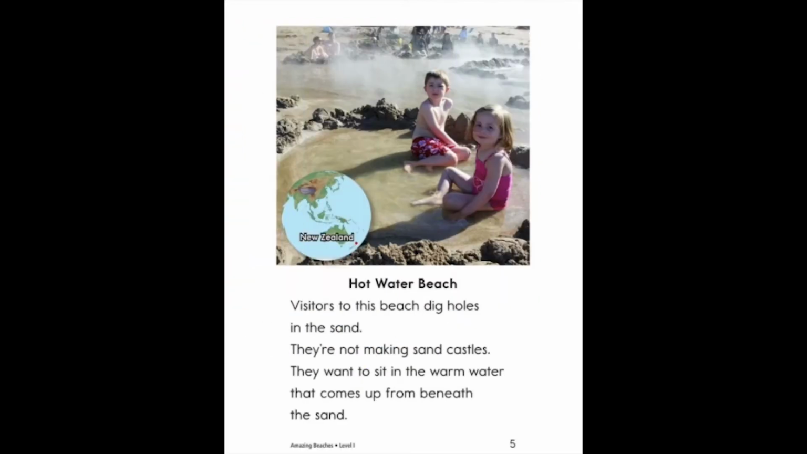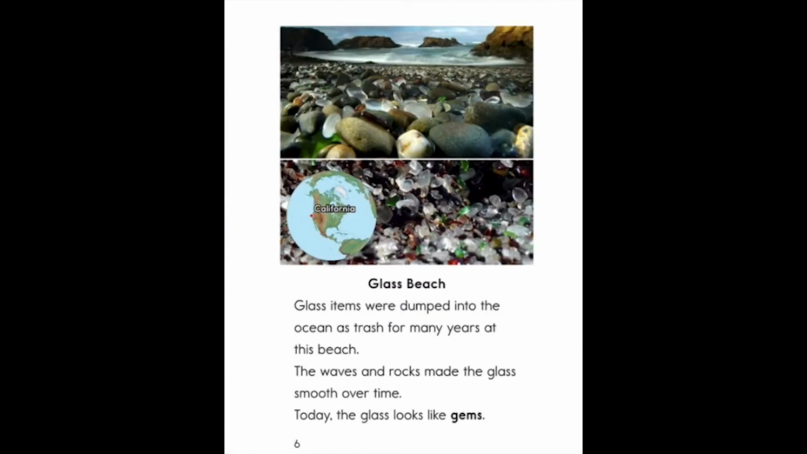Hot water beach. Visitors to this beach dig holes in the sand. They're not making sandcastles. They want to sit in the warm water that comes up from beneath the sand. What did you find on this page? This. Great job.